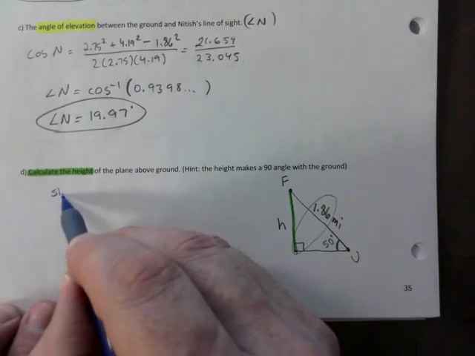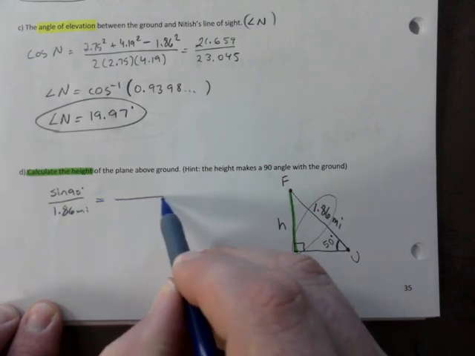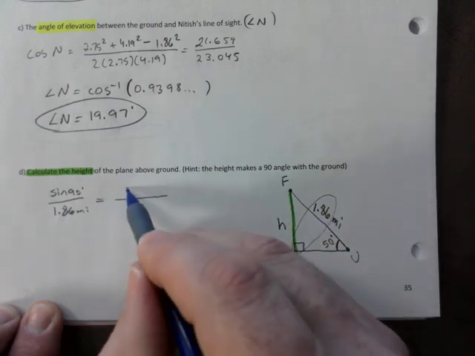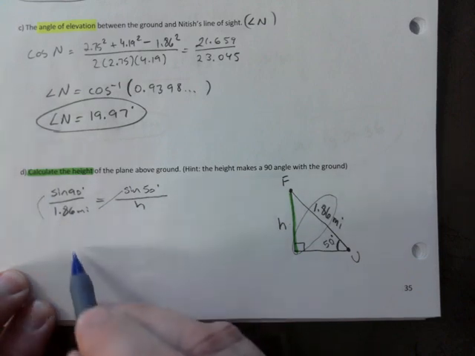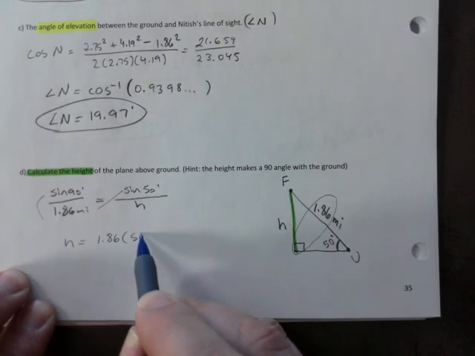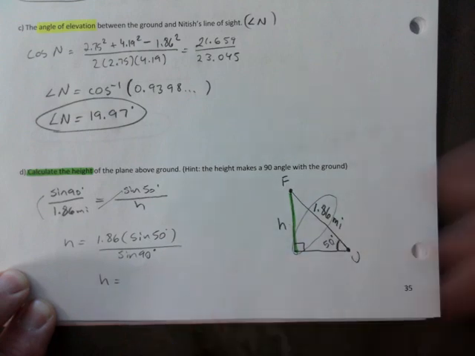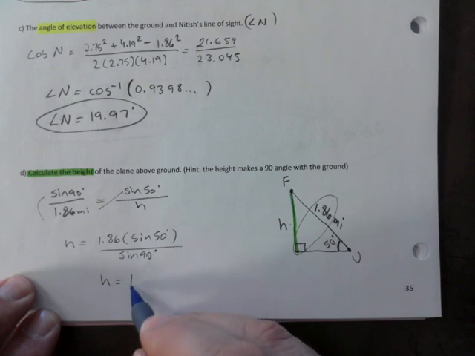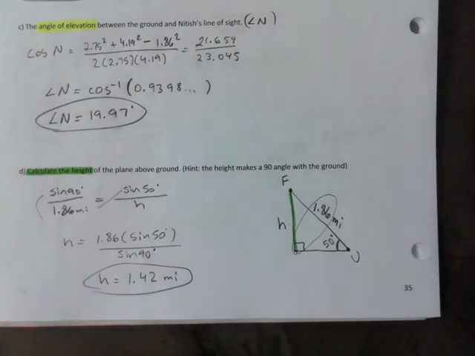Yes, we do, right? So you go sine of 90 over 1.86. Remember, sine law doesn't go anywhere. It stays with us. Sine 50 over h. And so now we're using sine law. So we cross multiply and divide. 1.86 times sine of 50 divided by sine of 90. Sine of 90 is just 1, right? So we're not going to bother dividing by 1. But that's 1.42 miles. That's how high above the ground the plane is flying.